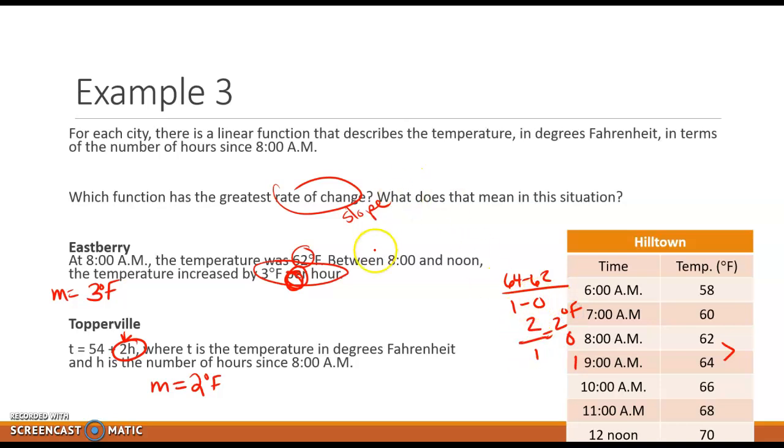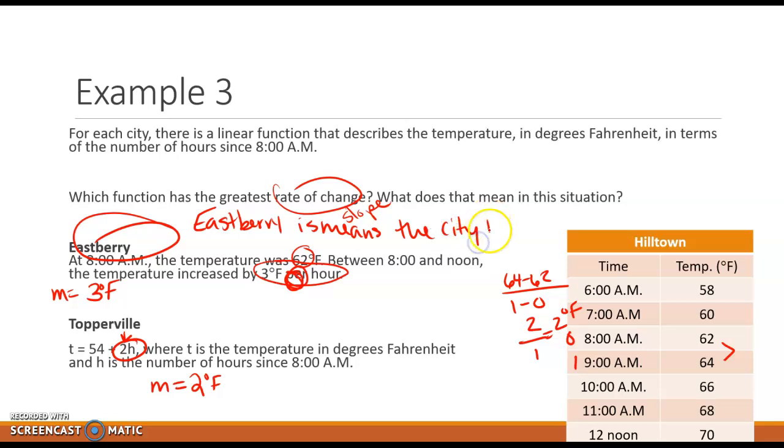So which one has the greatest rate of change? Eastbury. And what does that mean? It means that its temperature is increasing faster. So answer Eastbury, and it means the city is getting warmer faster than the others.